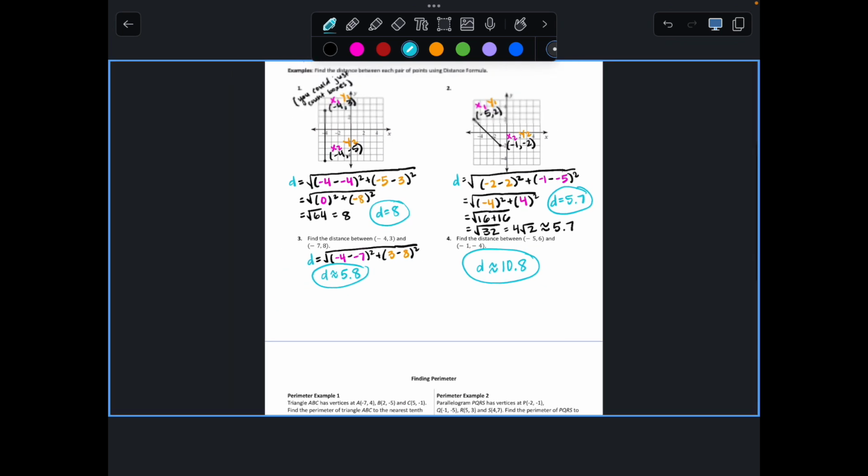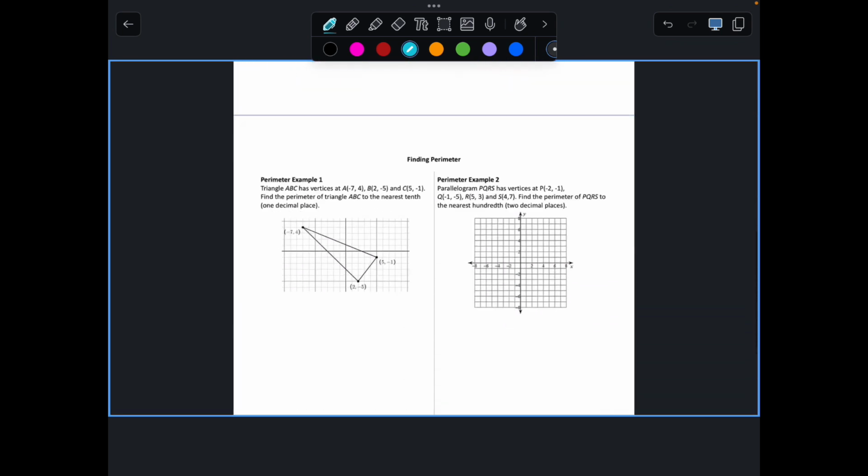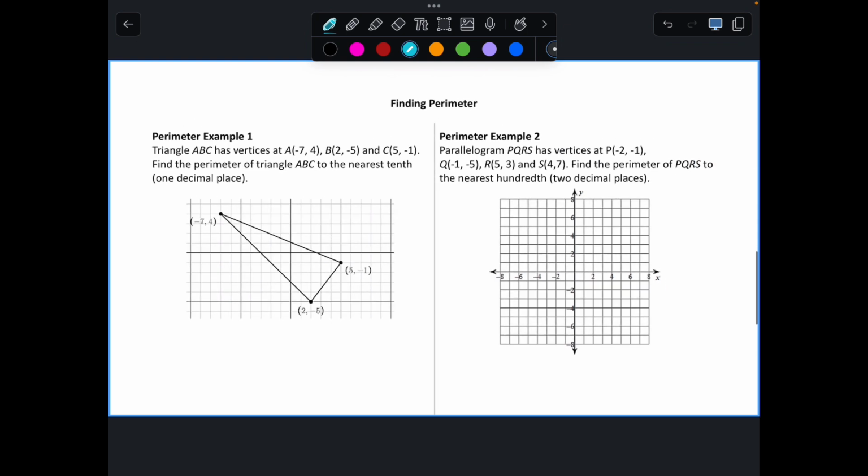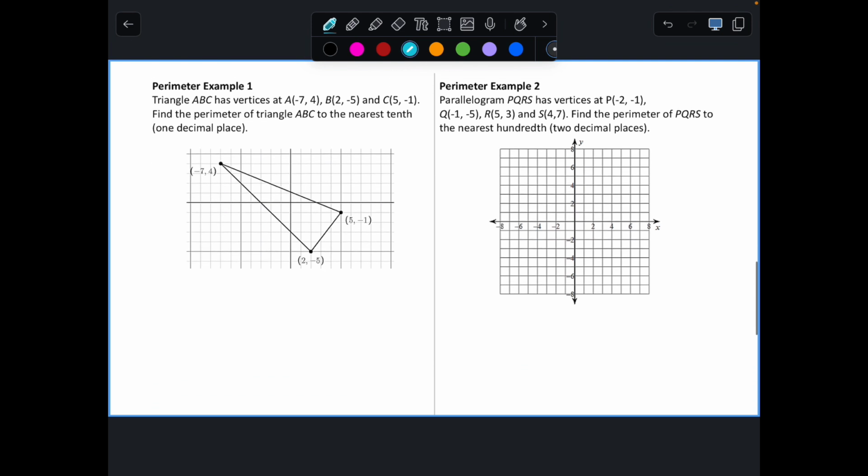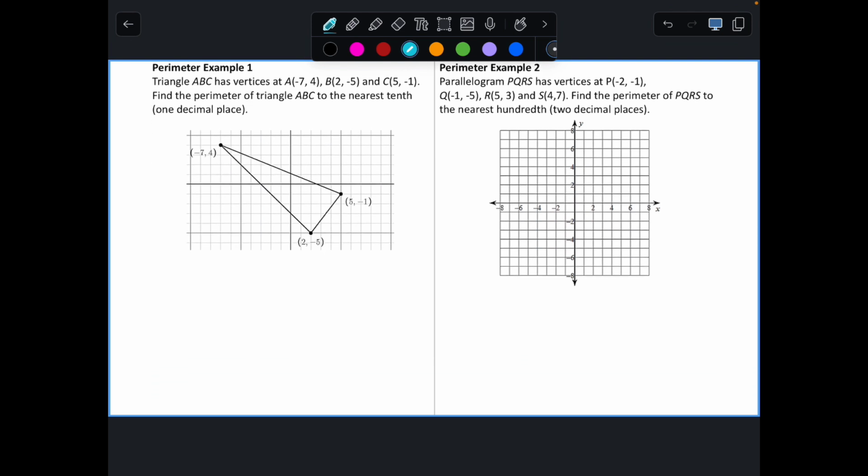Okay, so now that we know how to calculate the distance, we're going to find the perimeter. Remember, perimeter is just adding the length of all the sides. So here we have a triangle. So we are going to have to calculate the distance of each side. Let's calculate this side first.